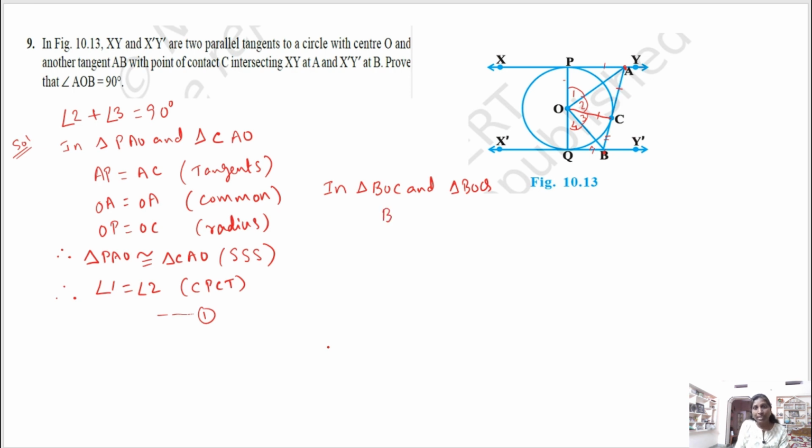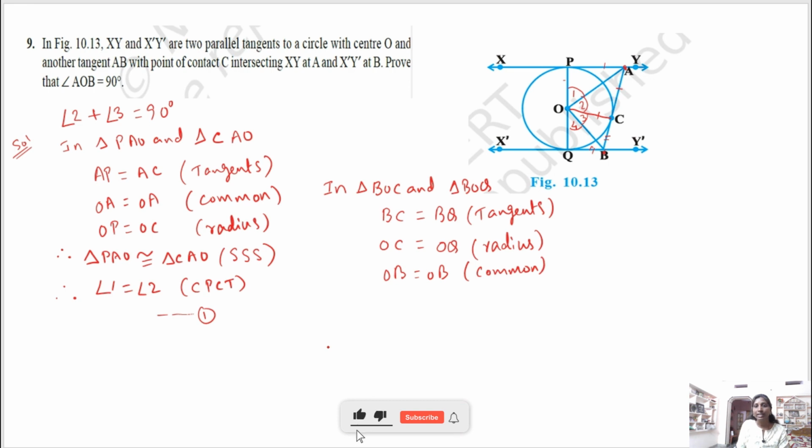So BC is equal to BQ. And in triangle BOC we can take OC. OC is equal to OQ. Here also mention the reason. BC is equal to BQ. Why? Because these are tangents. And OC is equal to OQ. Why? Because these are radius. And here one common side is there. What is that? OB is equal to OB, which is common.